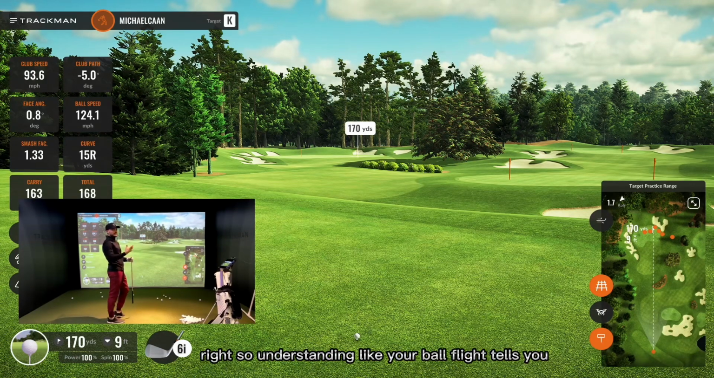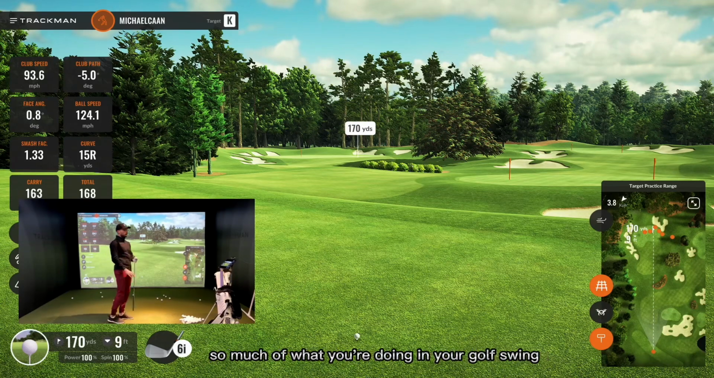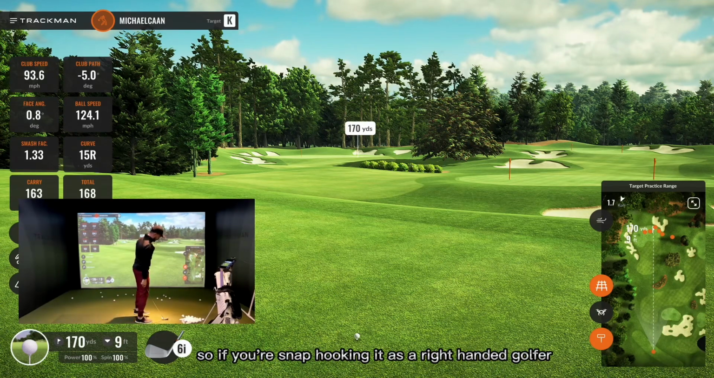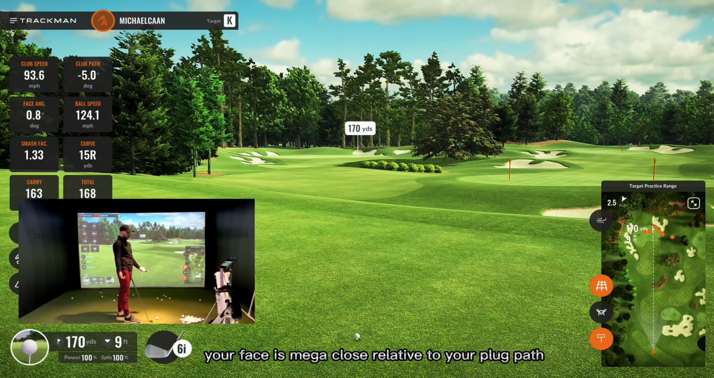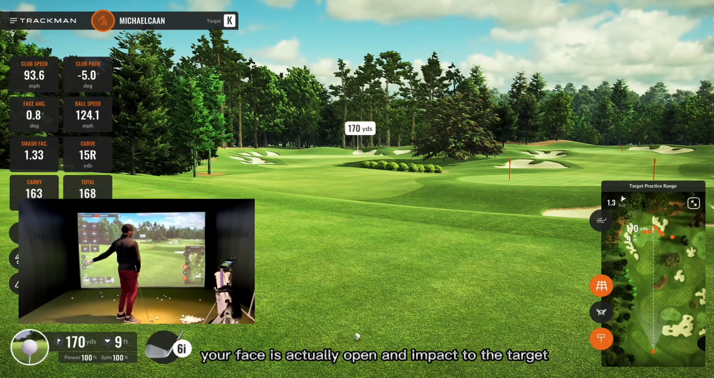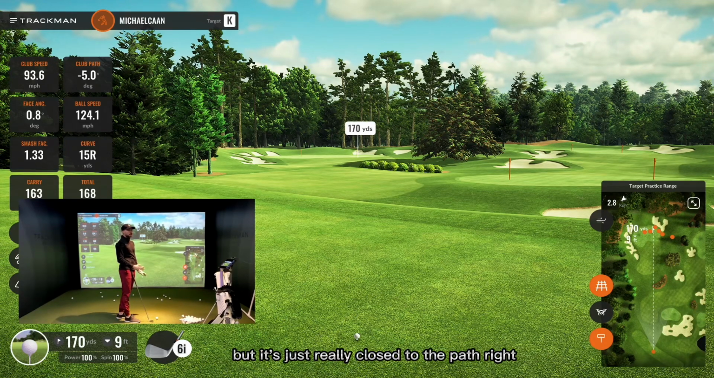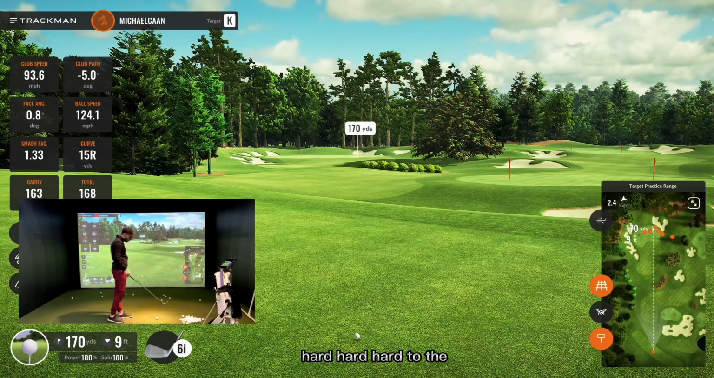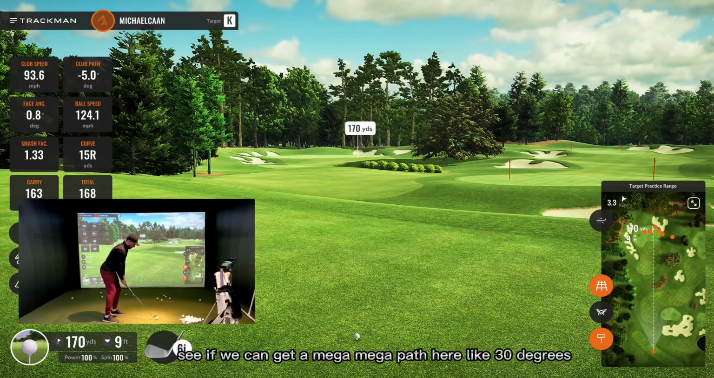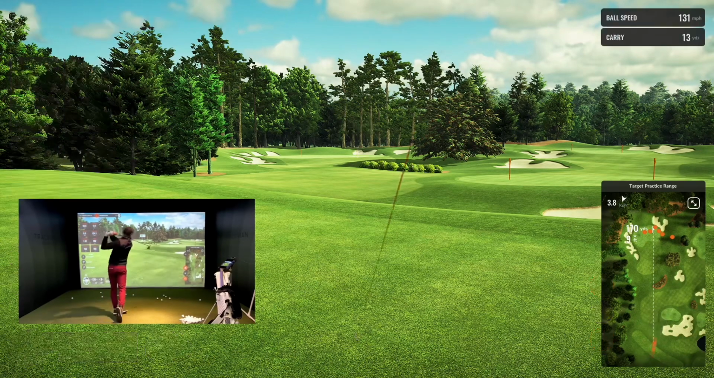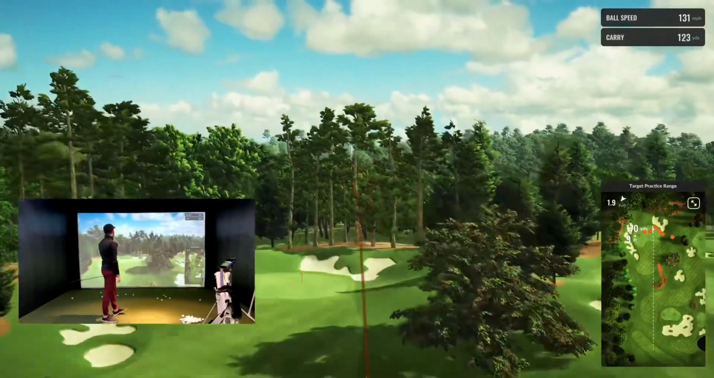So understanding your ball flight tells you so much of what you're doing in your golf swing. So if you're snap hooking it as a right-handed golfer, your face is mega closed relative to your club path, right? Depending on where it starts, if it starts right and then rips left, your face is actually open at impact to the target, but it's just really closed to the path, right? So your path is probably going hard to the right. So again, let's see if we can get a mega path here, like 30 degrees. That's gonna rip left, hard left.